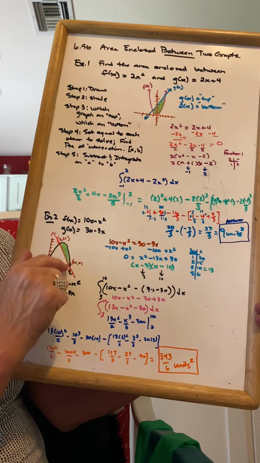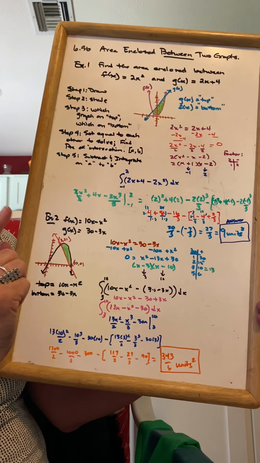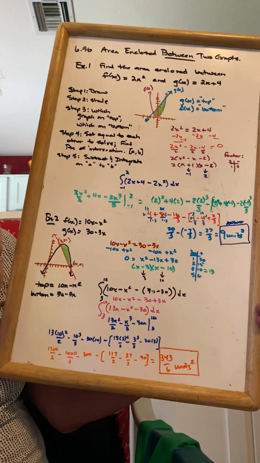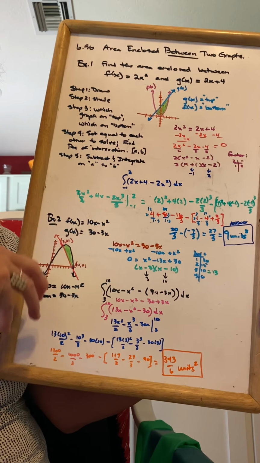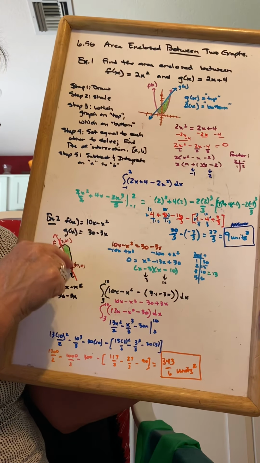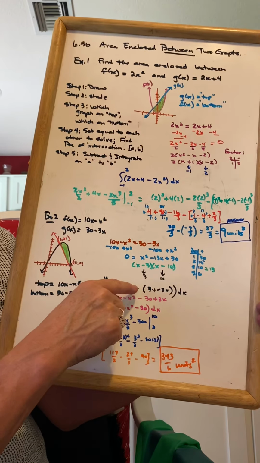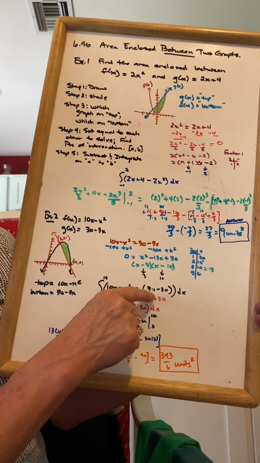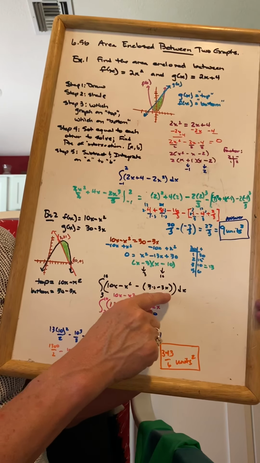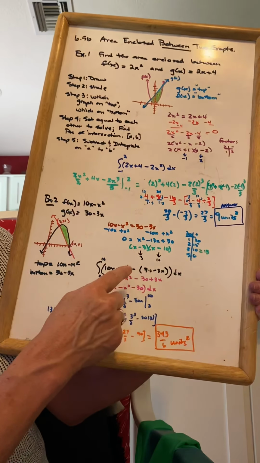Then I check to see who's on top of the shaded part, not who's on top on any one left or right side, but on top of the shaded area. And on top of the shaded is the black, and the black represented the parabola, so it's the parabola minus the line. That is supposed to be 30 minus 3x. I think my finger got in the way.